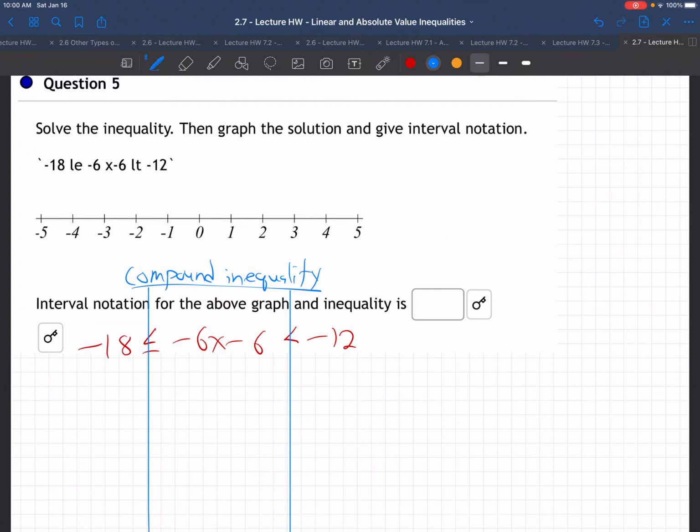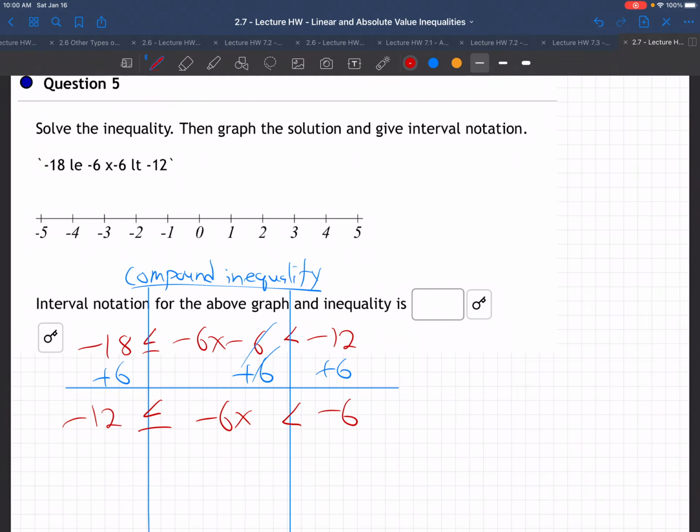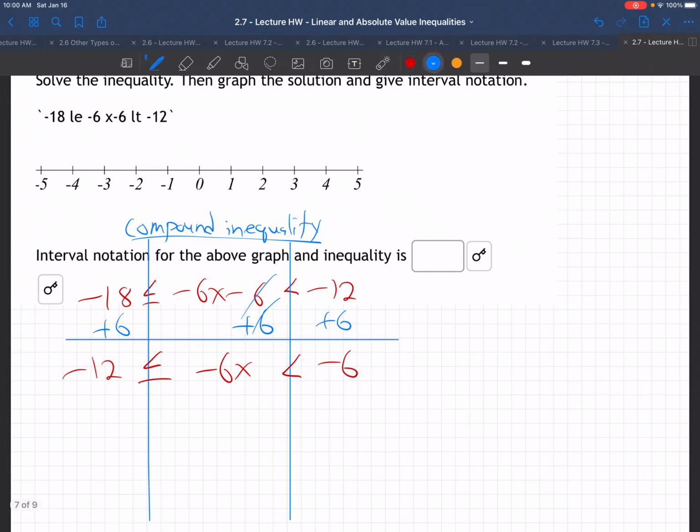So I'm going to add 6, right? I'm trying to get the x alone, and whatever you do to one part, again, you have to do to all three parts. So we do that, like that. This cancels, right? So it kind of helps us. We're getting closer to getting that x alone. What's that? Minus 12 and what's that? Minus 6. Okay. And now what are we going to do to finish getting x alone?